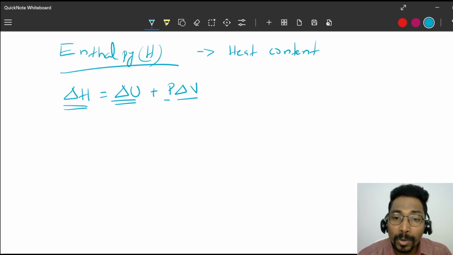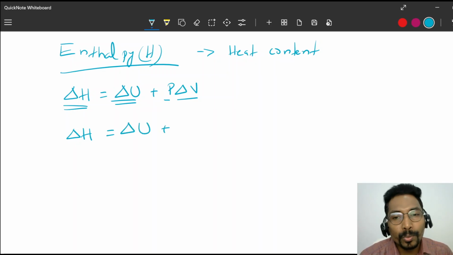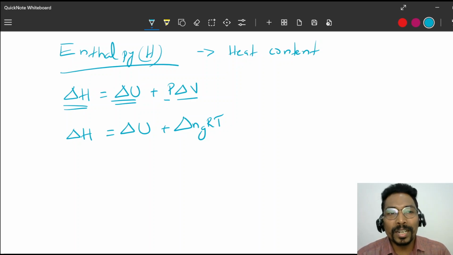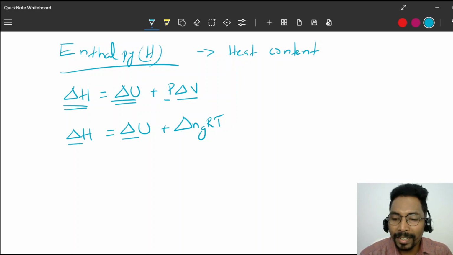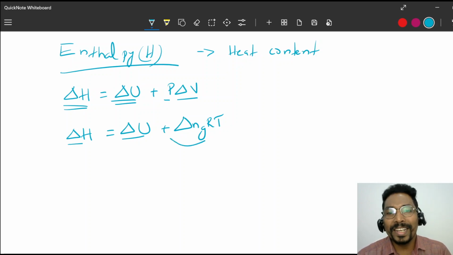And we have one more expression for enthalpy change, that is for the chemical reactions. Okay. In case of chemical reactions, delta H is equal to delta U plus delta NgRT. So delta H and delta U already we discussed. And what is delta Ng? It's very important related to this chapter and some other chapters like equilibrium.